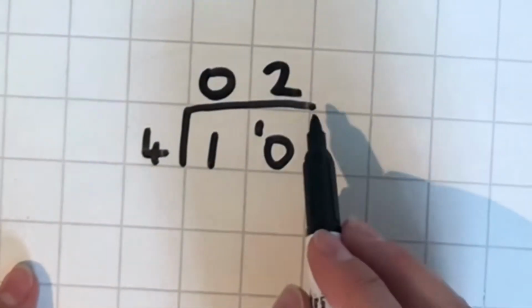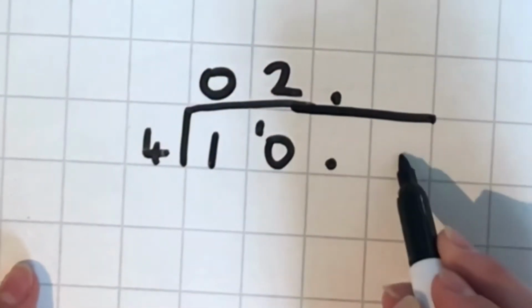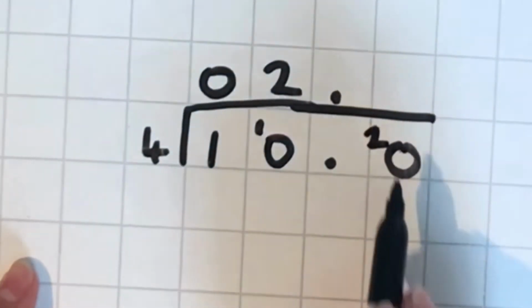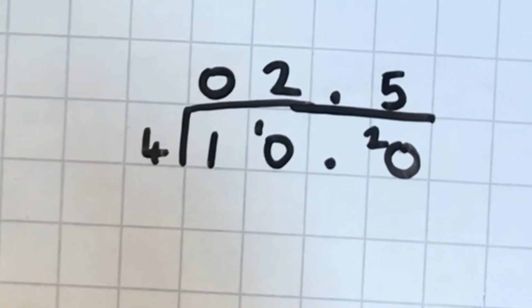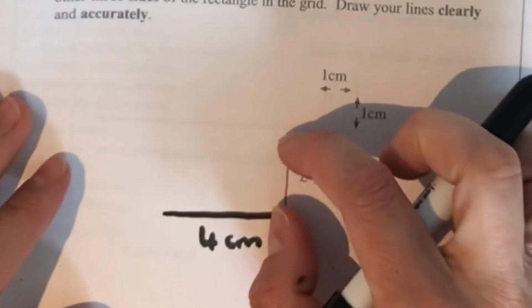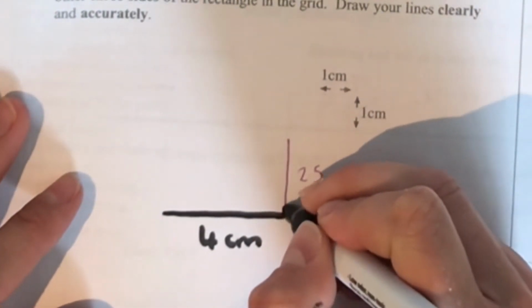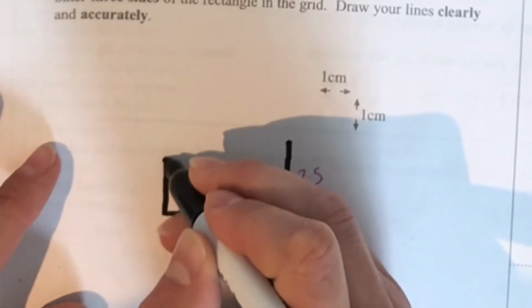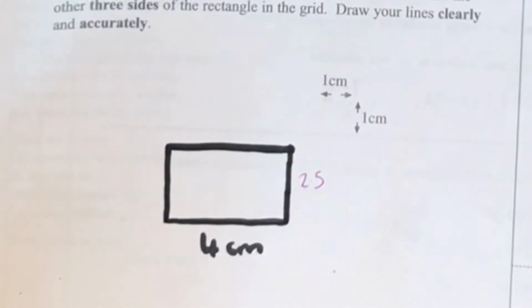If you remember what to do here, we don't write 2 remainder 2. We add in our decimal point, pop in a 0 in your tenths column, and carry the 2 over. 20 divided by 4 gives you 5. So this side of your rectangle has to be 2.5, which is 2 and a half. Then on the other side, draw your 2.5 and then your line across the top to make up your rectangle. So 4 times 2.5 gives you 10.